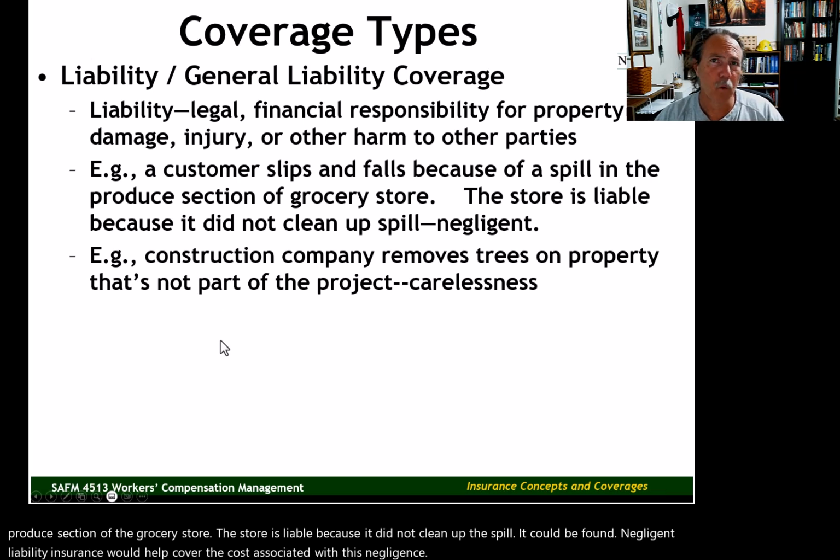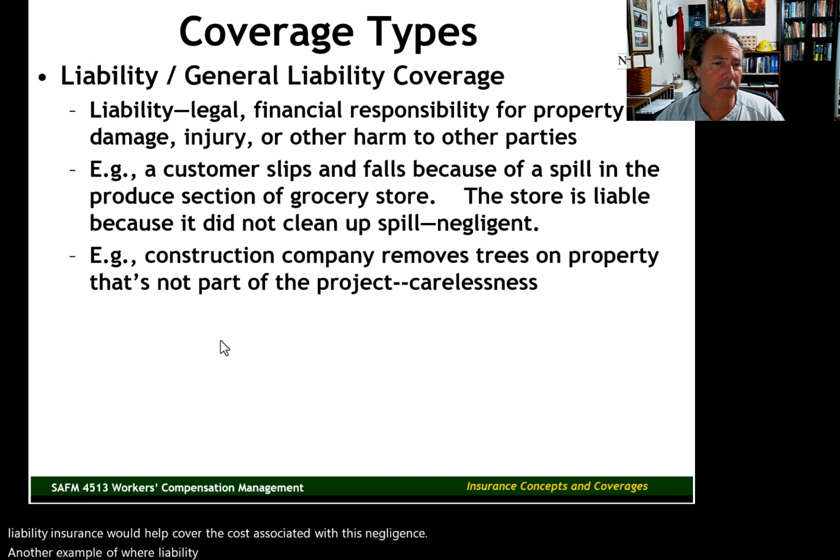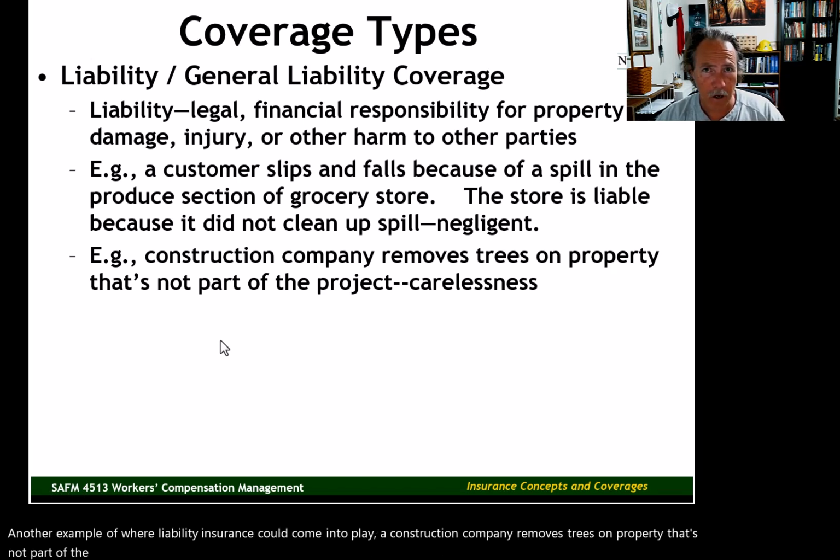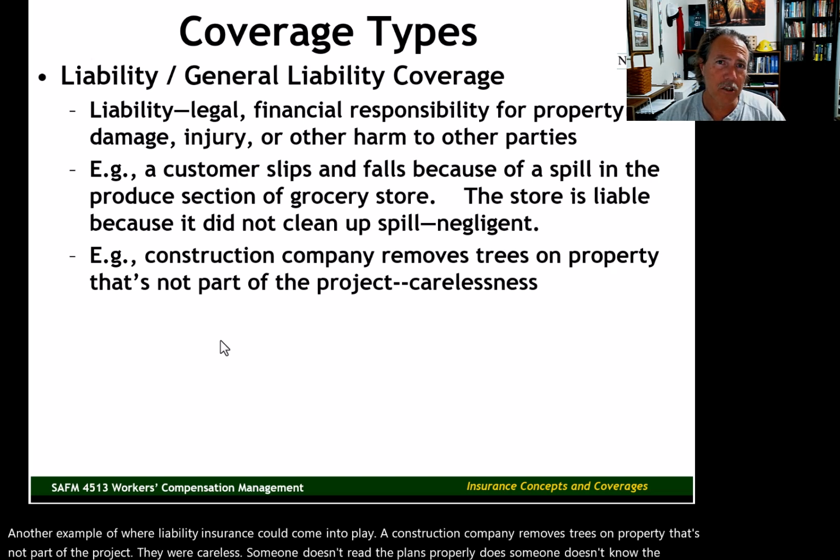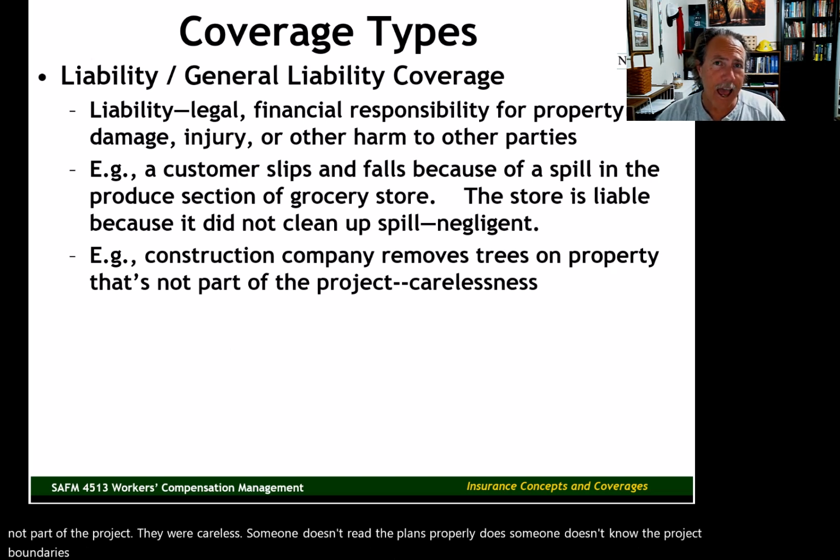Another example of where liability insurance could come into play. A construction company removes trees on property that's not part of the project. They were careless. Someone doesn't read the plans properly, or doesn't know the project boundaries accurately, and they end up taking out trees on private property, which actually happened on a project that I was on.